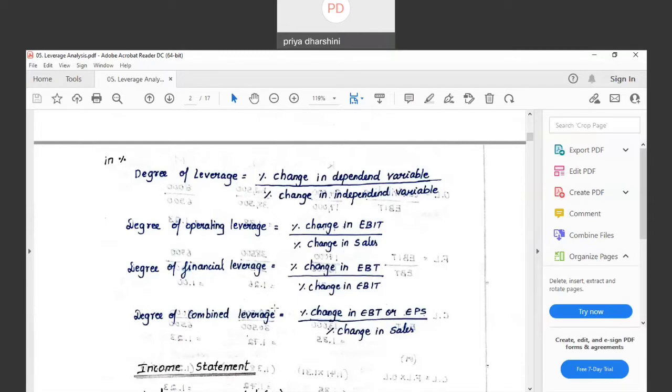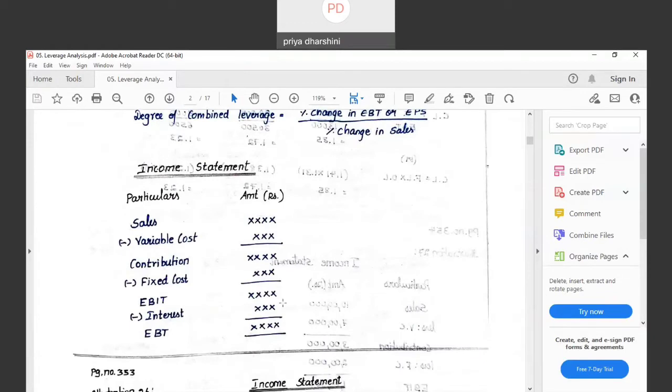Next comes degree of financial leverage. What is this degree of financial leverage again? Financial leverage is because of the influence of fixed financial cost, which is the interest cost. Again, look into your income statement. You have EBIT, interest and EBT. EBT is dependent on interest. How do you measure the degree of financial leverage? It is percentage change in dependent variable divided by percentage change in independent variable.